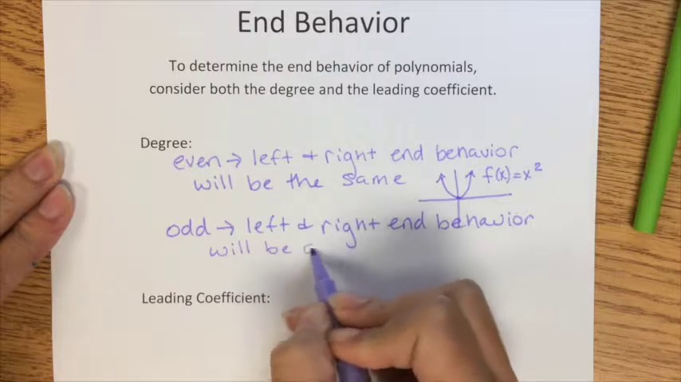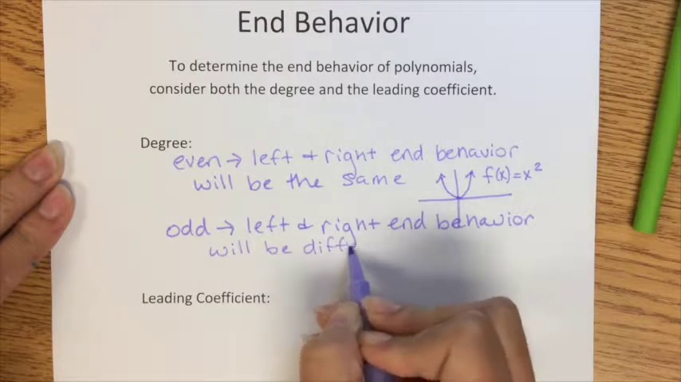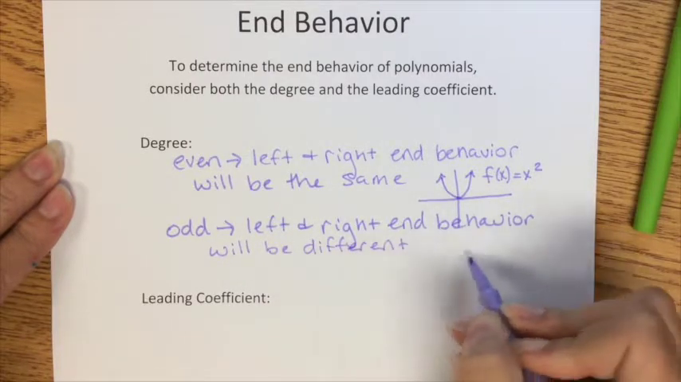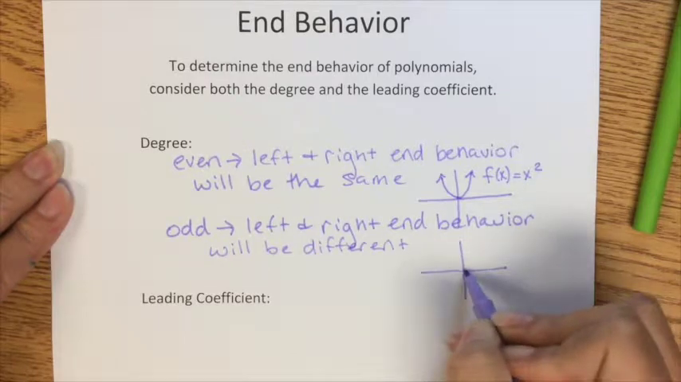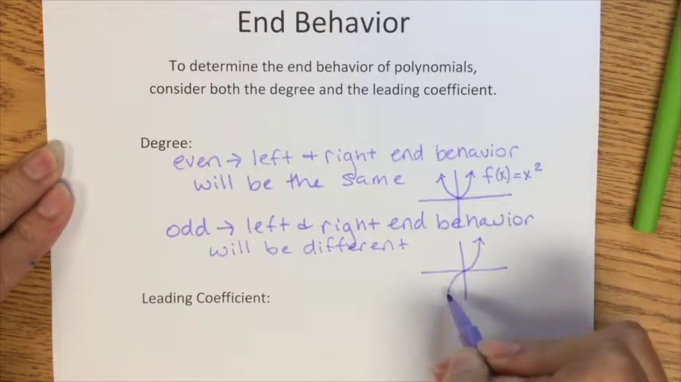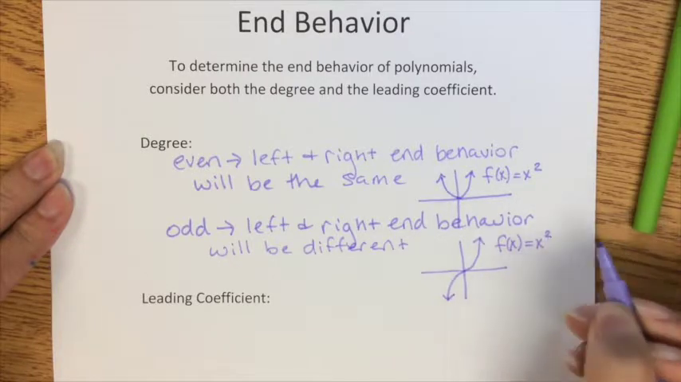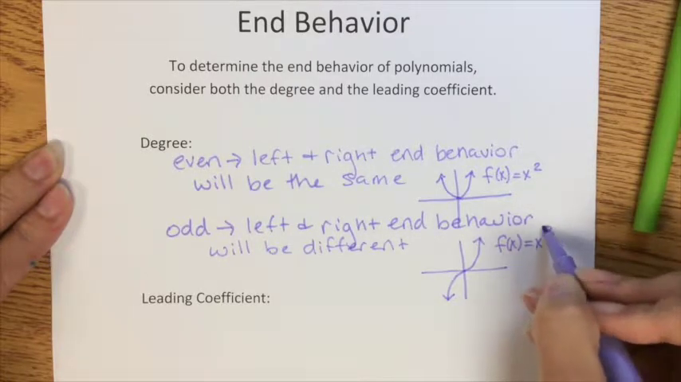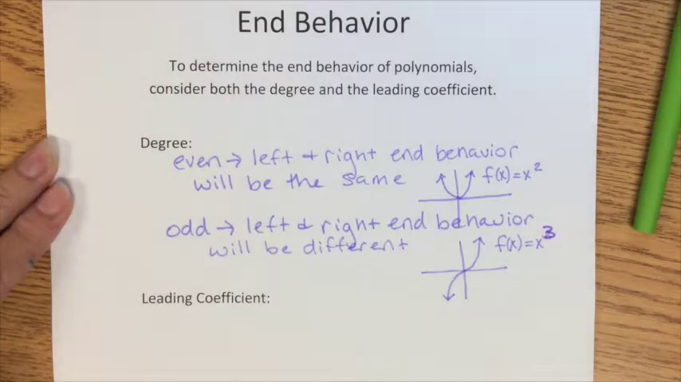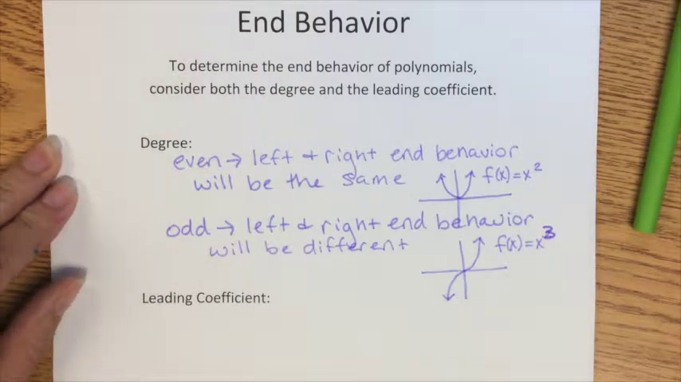And a good example of this would be a cubic. So x to the third power. The right side should go up and the left side goes down. So those end behaviors are different.